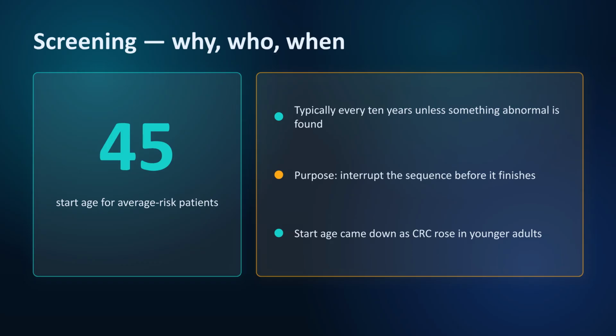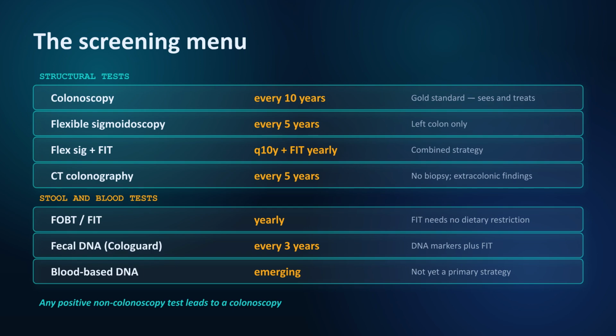He is 58 and has never been screened at all. Getting him scoped is the single most important thing we do at this visit. Everything else is secondary. Here is the entire menu on one slide. Colonoscopy is the gold standard and repeats every 10 years. Flexible sigmoidoscopy repeats every 5 years, or every 10 years if you pair it with a fecal immunochemical test every single year. CT colonography repeats every 5 years.